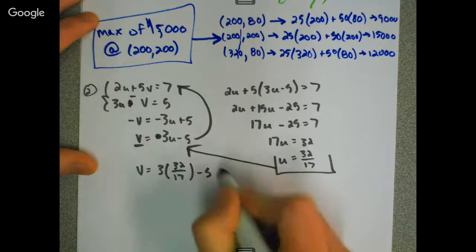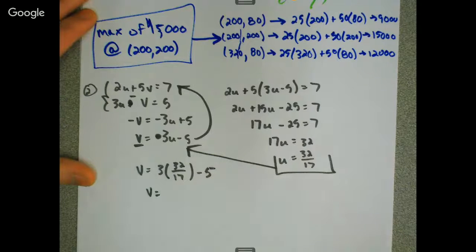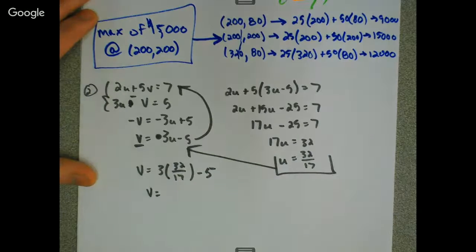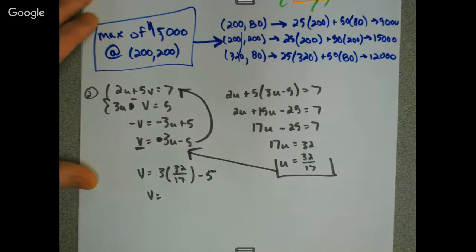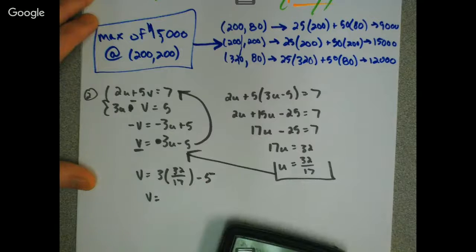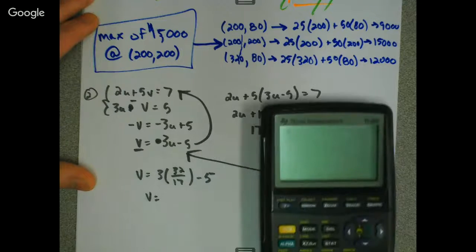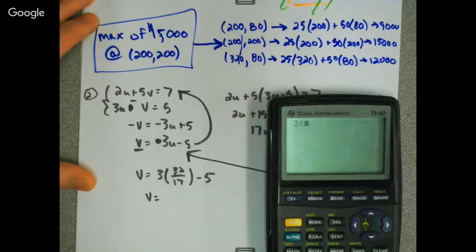You can just plug this into the calculator. Make sure you're using lots of parentheses. So we'll say here 3 times 32 over 17 minus 5, and then we want it as a fraction in the end, so I get negative 11 over 17.